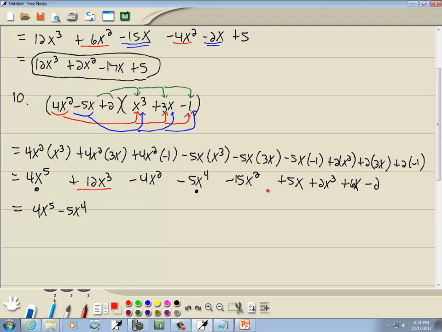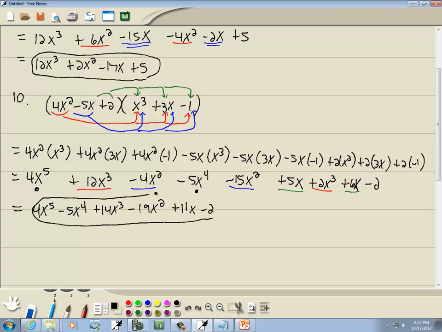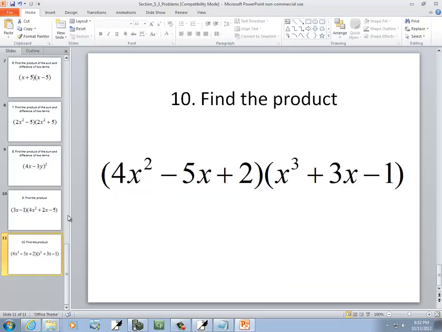Now here's an x to the third. Here's an x to the third. 12x to the third plus 2x to the third gives us 14x to the third. Here's an x squared. Here's an x squared. Negative 4x squared, negative 15x squared gives us negative 19x squared. Here's an x and here's an x. 5x plus 6x gives us 11x. And then the minus 2. And assuming I didn't multiply or add or subtract something wrong, that would be our answer. And I think that's the end of that video.